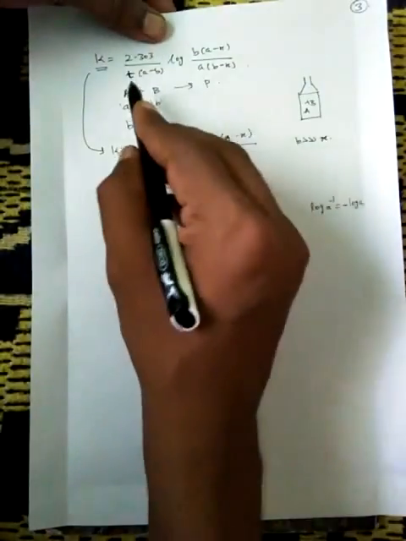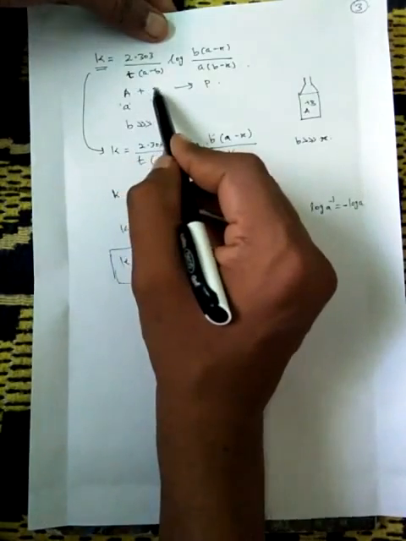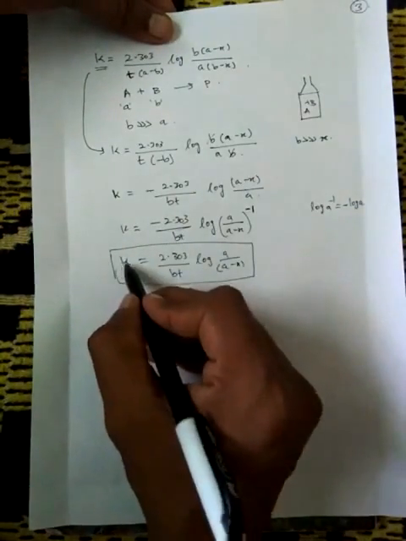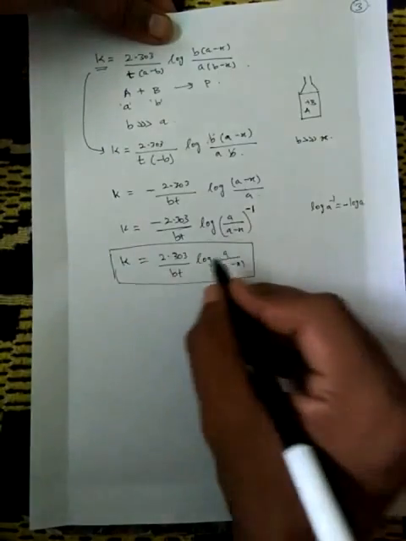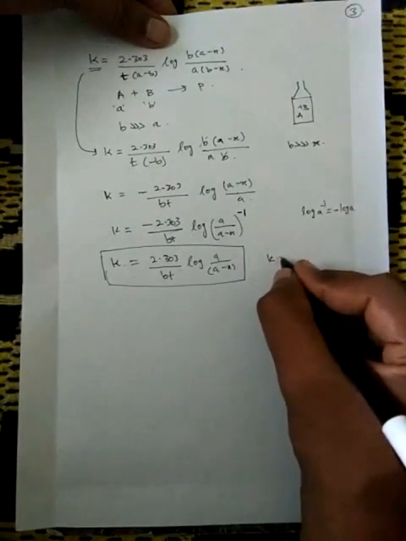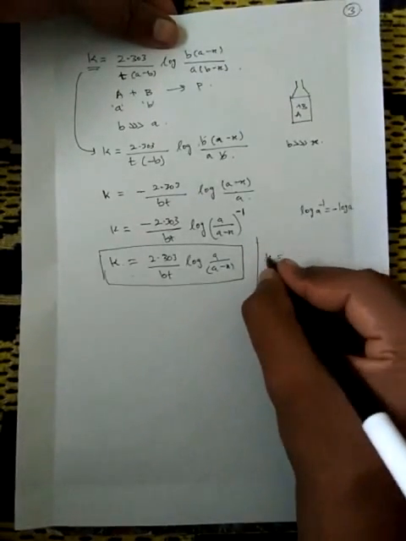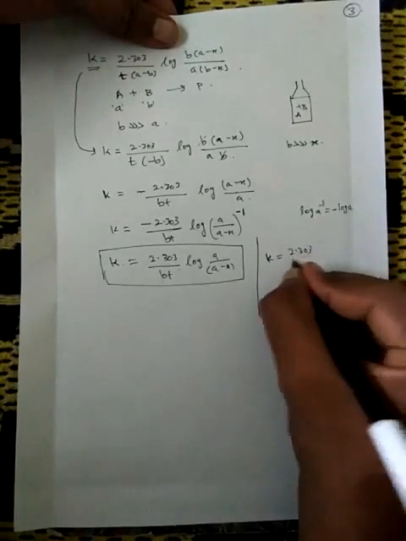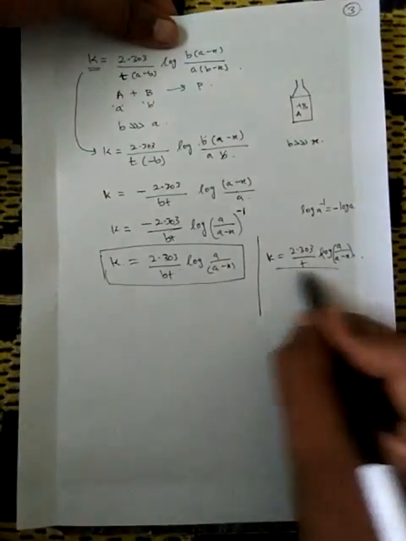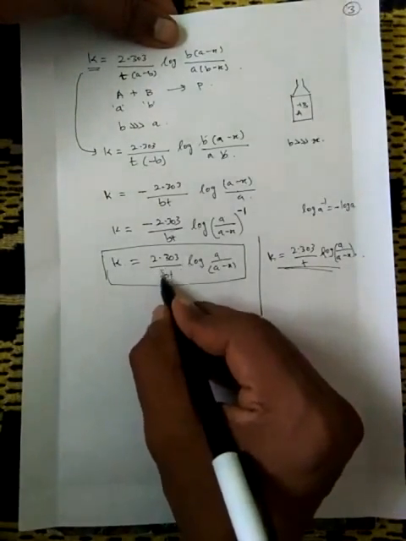What happens when you take one of the reactants in large amount? Though it is a second order reaction, the rate constant expression becomes this. Compare this equation with the first order rate constant expression, K equal to 2.303 by t logarithm A by A minus X. This is the first order rate constant equation, you compare these two equations. B is constant, and it is taken in large amount.